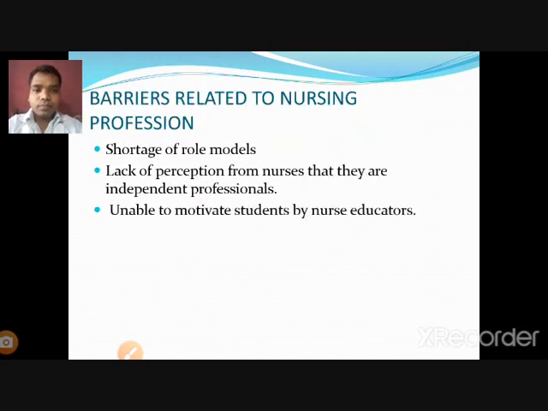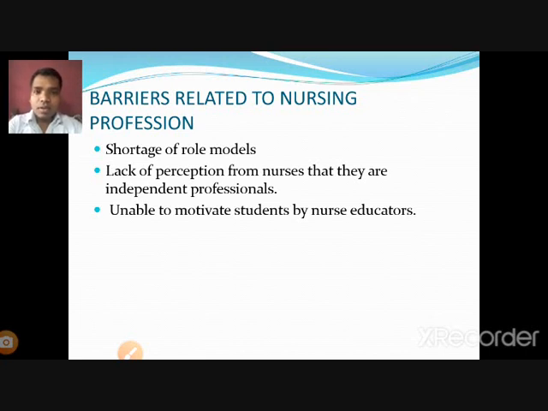Next we see barriers related to nursing profession. Shortage of role models, lack of perception from nurses that they are independent professionals, unable to motivate students by nurse educators. Nursing profession barriers means shortage of role models. If our nursing professionals are not role models of their own, the barrier arises, because we are not choosing our professionals' expertise and advice, so we create a barrier for our own study.